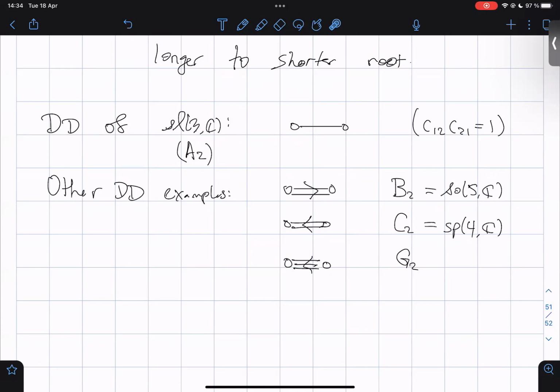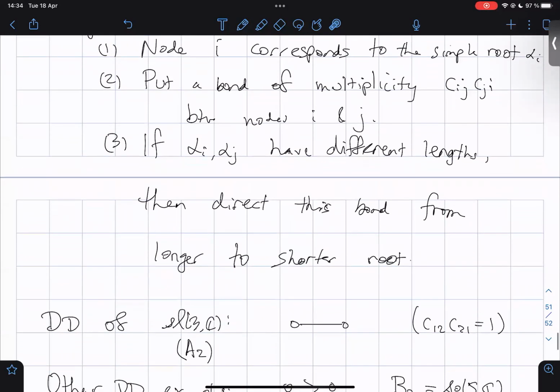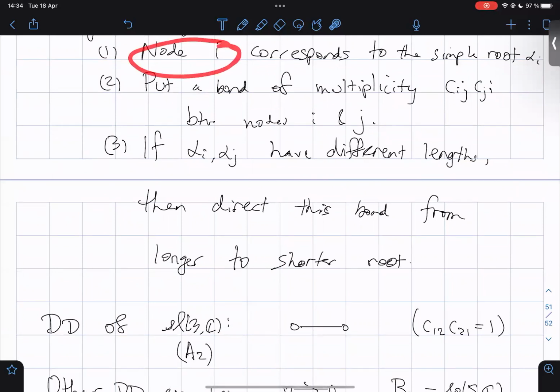Can you just quickly go through the construction, like using the roots and the construction of these? Yeah, sure. So node I corresponds to the simple root alpha I.